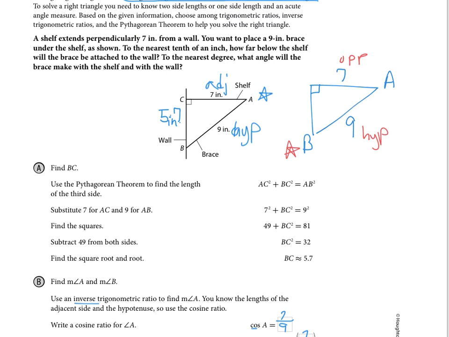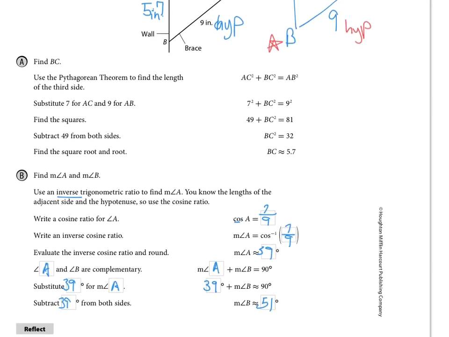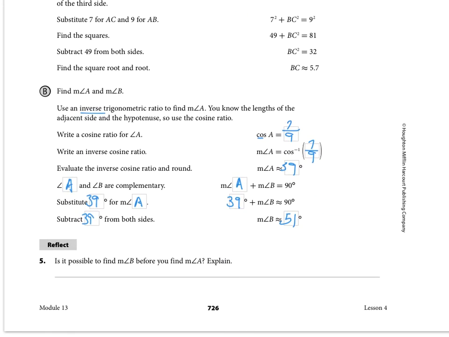So what do you guys think? Can we find angle B first? I think so. With the diagram that we have here, absolutely we can find angle B first, but we wouldn't have used cosine to begin with. We would just use the sine of angle B instead. And then we do the same thing as we did before with substituting it into a complementary situation and subtracting. So we would have found 51 first and then done the subtraction to find 39.